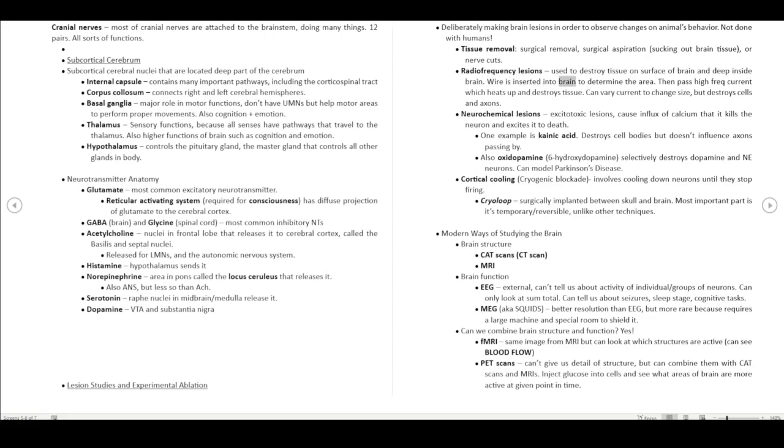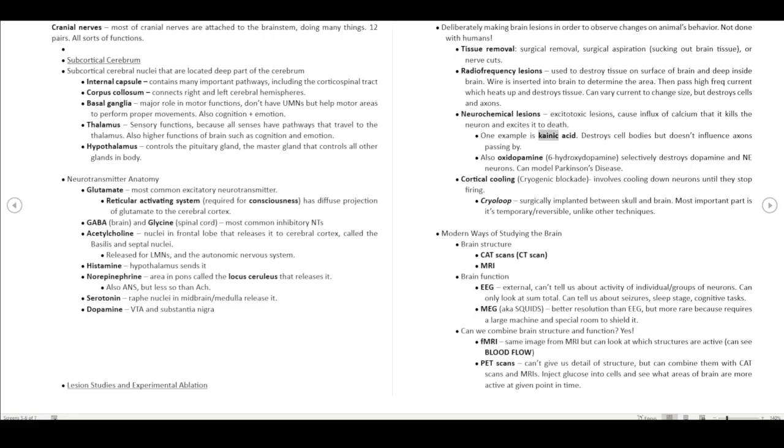A wire is inserted into the brain to determine the area. Then a high-frequency current is passed, which heats up and destroys tissue. You can vary the current to change the size, but it destroys cells and axons. Neurochemical lesions, excitotoxic lesions, cause an influx of calcium that kills the neuron, exciting it to death.